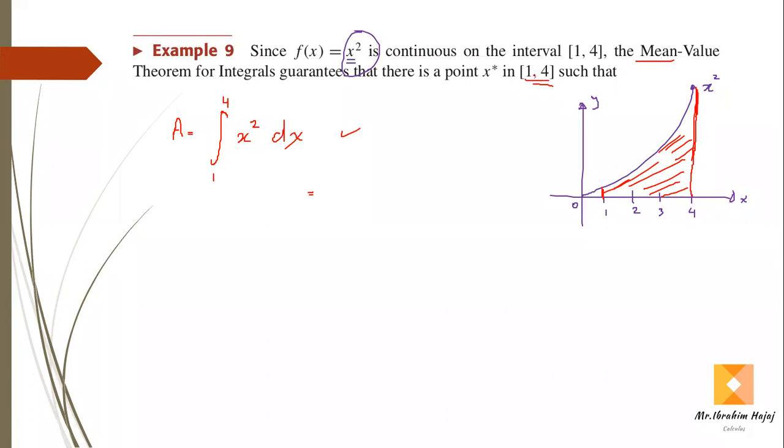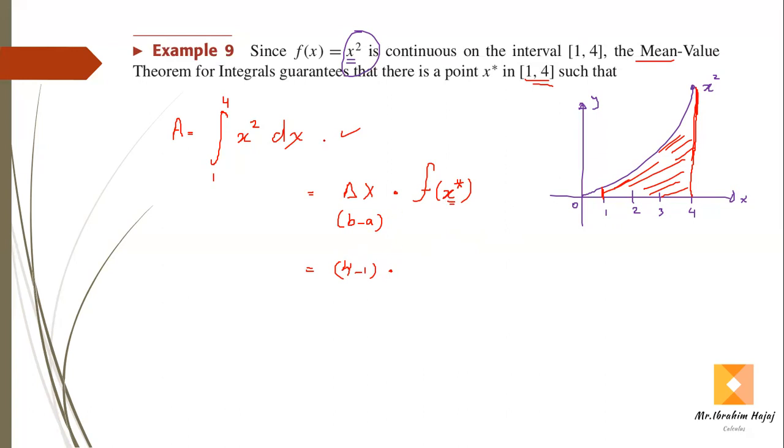4 minus 1, which we call delta x, or b minus a as you like, multiplied by f of this value. f of what? x star, as stated in the rule itself. So what is b minus a? 4 minus 1, multiplied by f of x star. What is x star here? We will find this value, which is between 1 and 4.